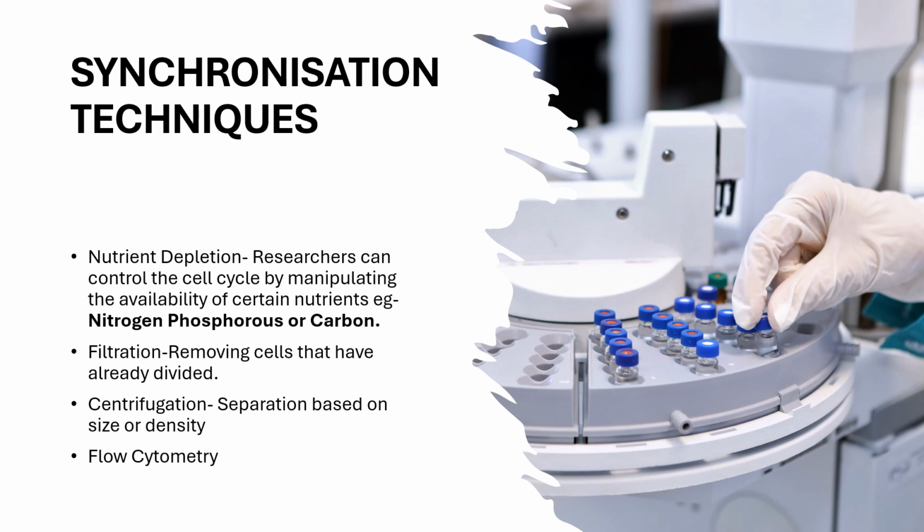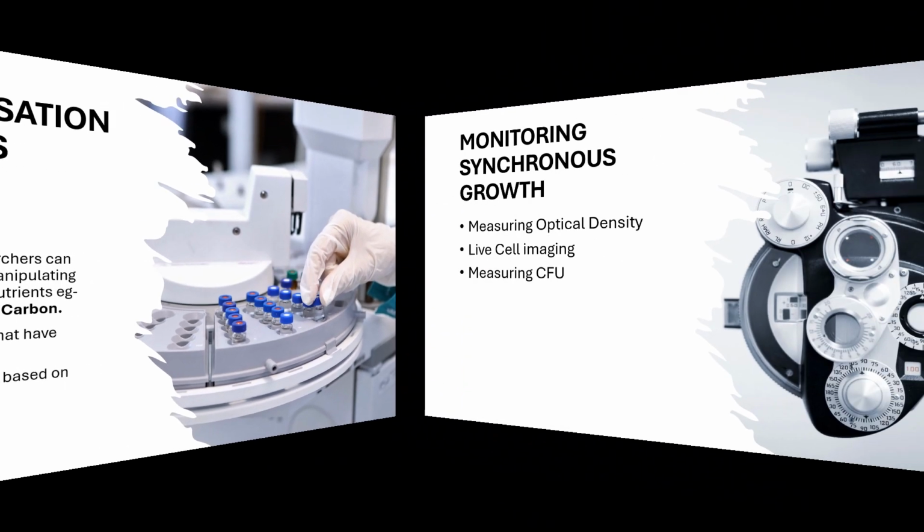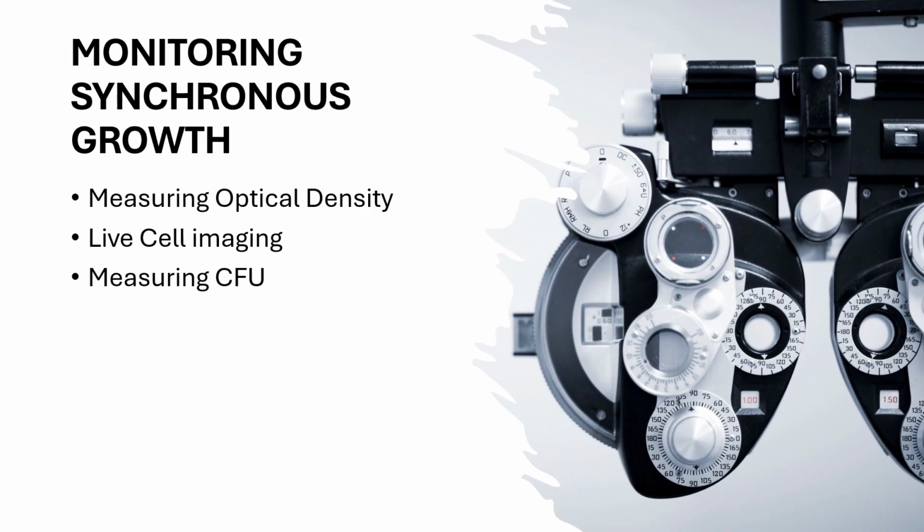Another method that is commonly used to attain synchronicity is centrifugation, or more specifically the density gradient centrifugation. This can be used to separate the cells based on the size or based on the density of the cell. Flow cytometry is another commonly used technique which will separate the cells based on their size. So you have an assortment of different synchronization techniques that can be used to collect cells in a specific growth phase or cells of a specific size.